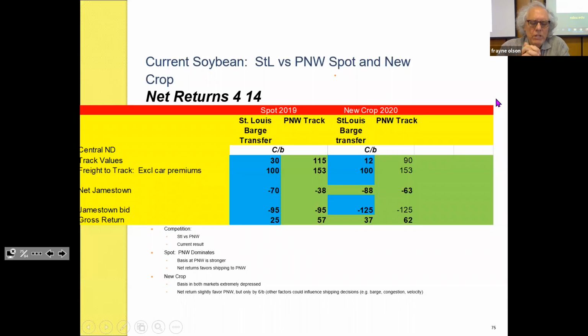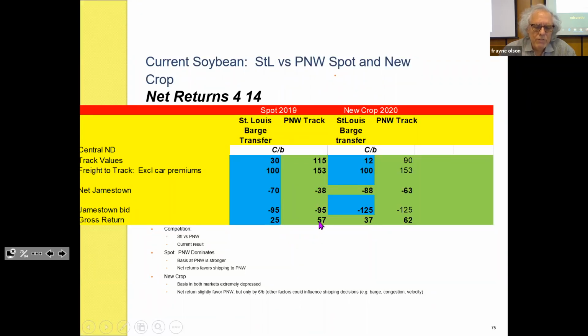So this shows today's values for delivery to St. Louis or P&W. So say if you're from Jamestown, North Dakota, and this is spot, so this would be spot today or yesterday, and then this would be new crop 2020. And so there's a couple of values I put in place here. These are the track values from the last two slides I just showed you. So that's delivered to their port. These are the freight costs to those destinations, actual freight costs. This is the net price Jamestown. This is the current Jamestown bid.